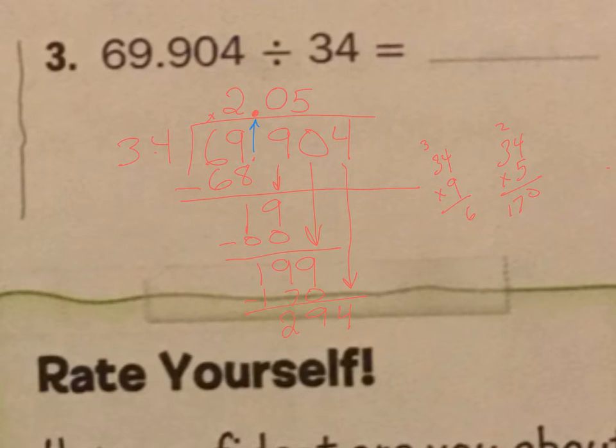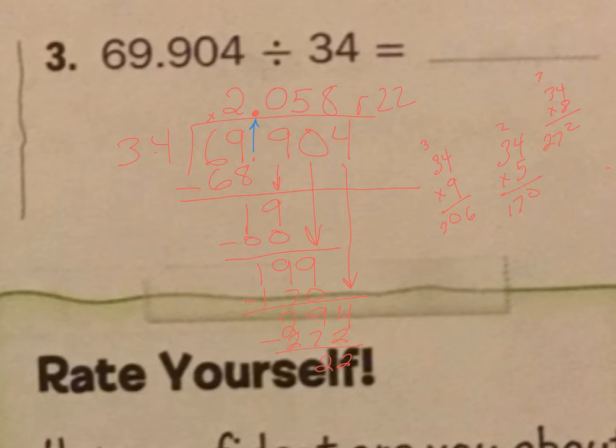36, 9 times 3 is 27, 28, 29, 30. Okay, 30. That's going to be too much, so it must be 8. 34 times 8. That's 32, 24, 25, 26, 27, 27. There it is. 8,272. And that gets me to, okay, so it's that with a remainder of 22.